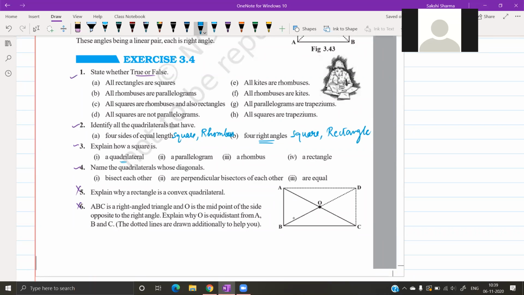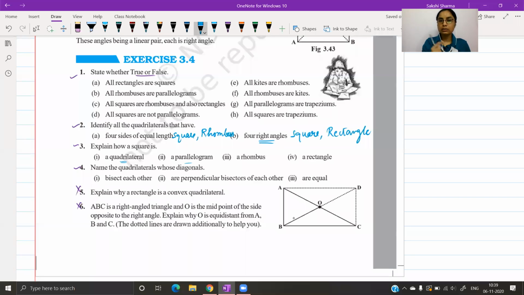Then the next one is square is a parallelogram. So parallelogram is quadrilateral in which opposite sides are parallel. In case of a square, opposite sides are parallel. Both pairs of opposite sides are parallel. Therefore, it's a parallelogram. Means you simply have to explain how a square can be called a quadrilateral. How can you say that a square is a parallelogram?